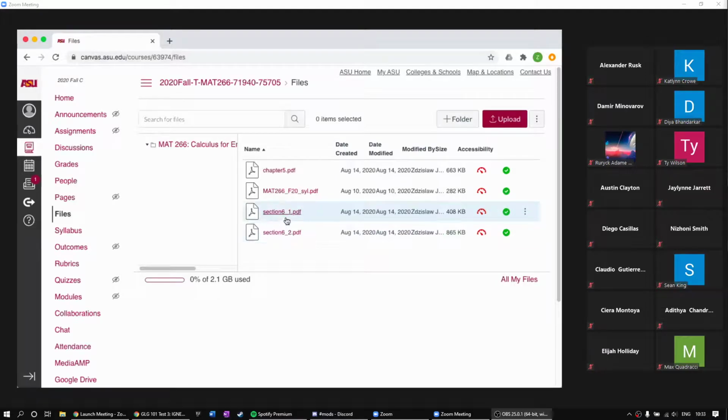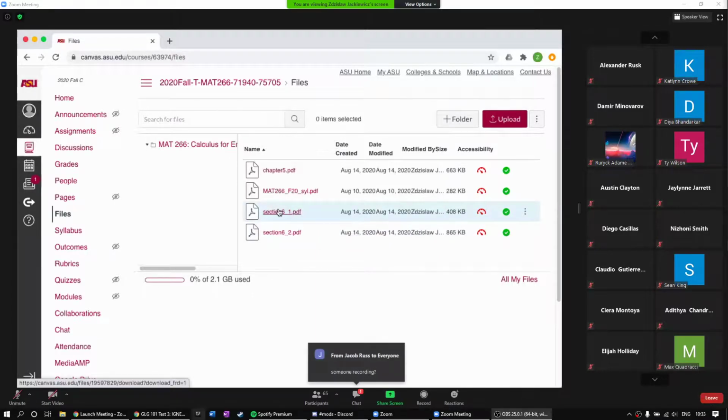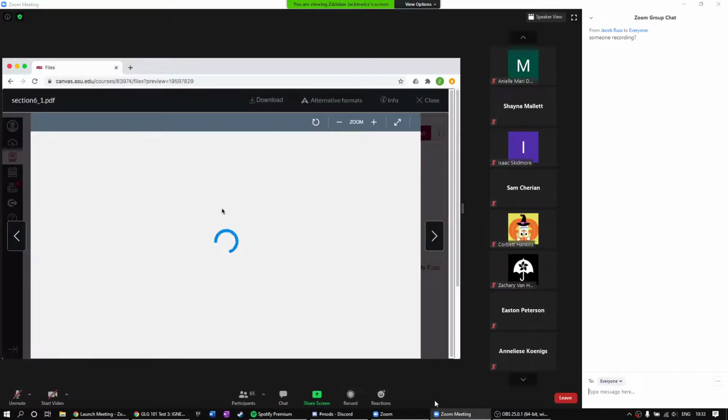And I have here section 6.1. Of course, I will be putting additional sections as time goes, yeah? But again, that's section 6.1. So let's open this and we will start using this.